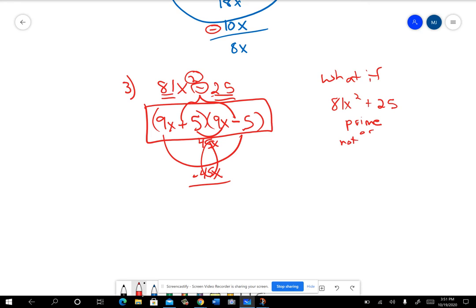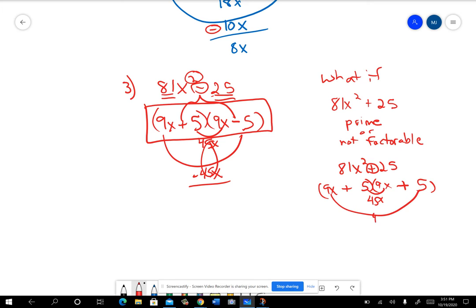Okay, that's because you can't make it be a positive in the middle. So if you had 81x squared plus 25, there's nothing you can really do here. This would be the most likely choice, but to make the middle term go away, you need the signs to be different. But to make this positive, these would both have to be positive, and then you'd get a middle term. See that?